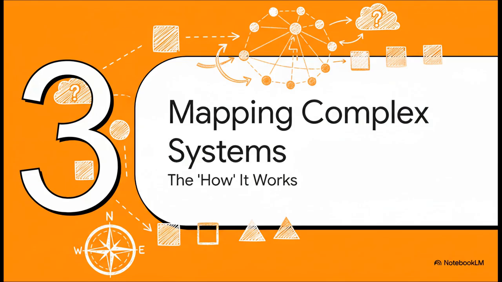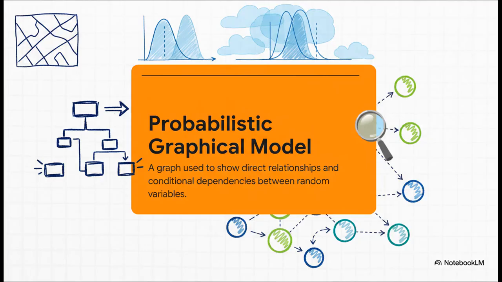So, how do we actually visualize all these complex relationships? This gets us into the how of it all, and it involves creating a special kind of map for our data. And that map has a name. It's called a probabilistic graphical model, or PGM for short. The best way to think about it is like a flowchart, but for probability. It's a visual graph that shows you the direct relationships and, this is super important, the conditional dependencies between all the variables. It just makes a tangled web of interactions way easier to understand.